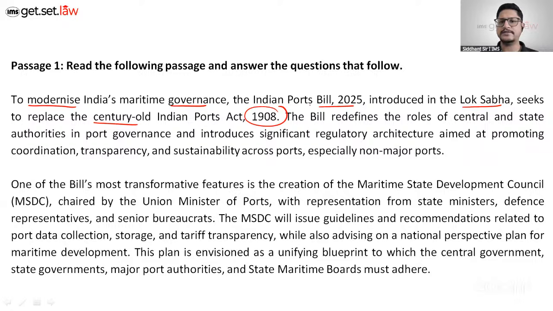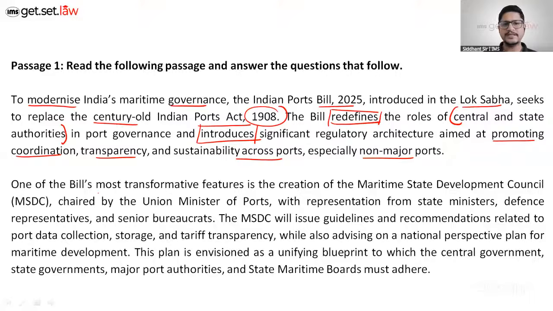The bill redefines the roles. Now, this is what is important. As I've been saying, I just put up a box and underline only that portion. When you revisit the paragraph again, you'll understand, okay, chalo, theek hai. This is where I have to read it again. I don't have to read the entire paragraph. So it redefines the role of the central and the state authorities in relation to port governance, and it is introducing a significant regulatory architecture aimed at promoting coordination, transparency, and sustainability across ports, especially for non-major ports. That is the introduction of why the bill was introduced. So redefining, introduction, next paragraph.